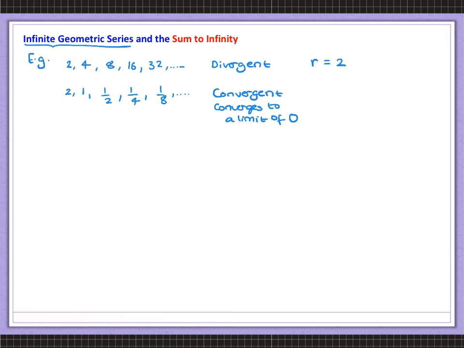Now, the r value, in this case, is equal to a half. And of course, it makes sense that you then have a convergent geometric progression, because if you're halving the values each time, they will get smaller and smaller, which will result in the sequence converging. So this raises a question. When does a geometric progression converge, and when is it divergent? And what causes the convergence? And hopefully you can see that it is all related to the value of r.